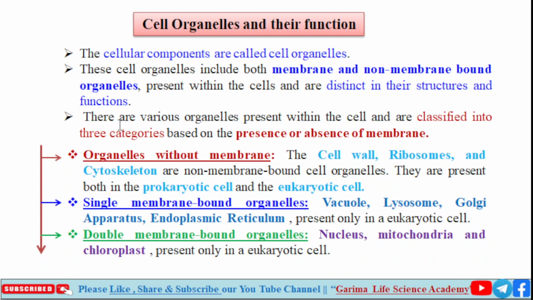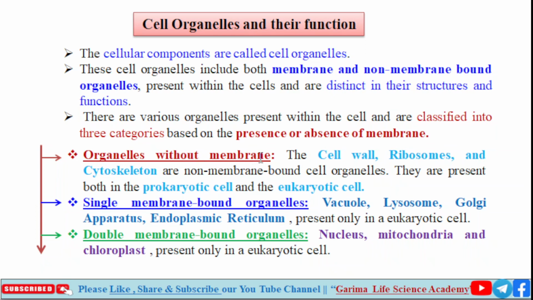There are various organelles present within the cell, and they are classified into three categories based on the presence or absence of membrane. The first one is organelles without membrane.